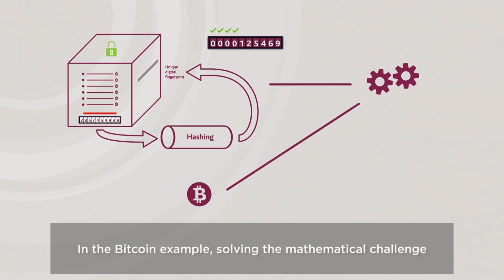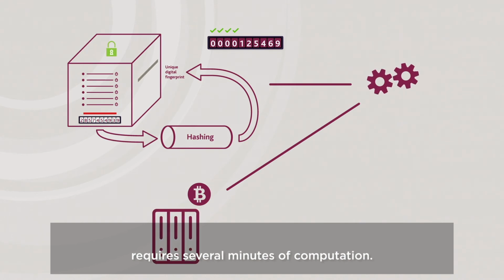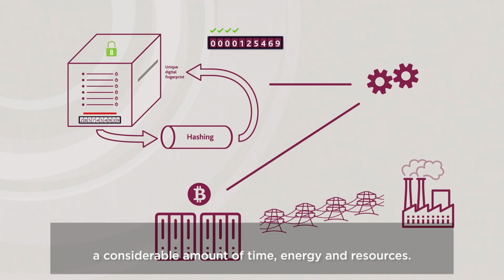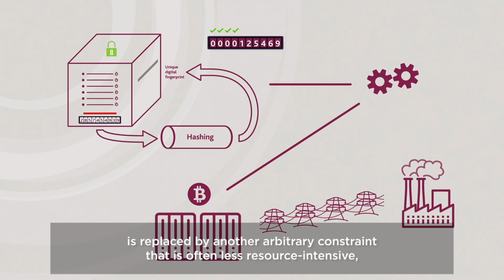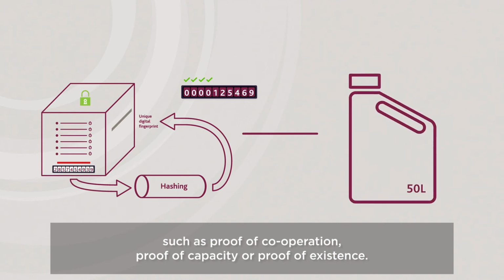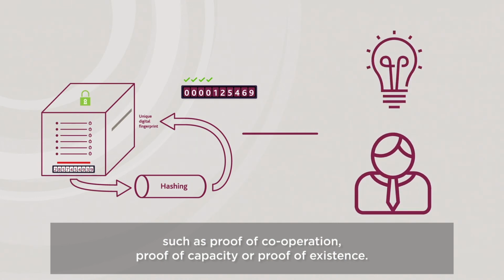In the Bitcoin example, solving the mathematical challenge requires several minutes of computation. The resolution of this mathematical constraint also requires a considerable amount of time, energy, and resources. On some blockchains, the proof of work constraint is replaced by another arbitrary constraint that is often less resource intensive, such as proof of cooperation, proof of capacity, or proof of existence.